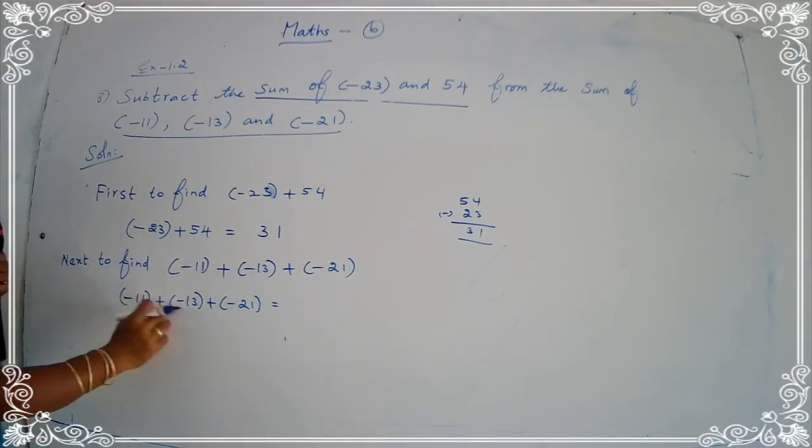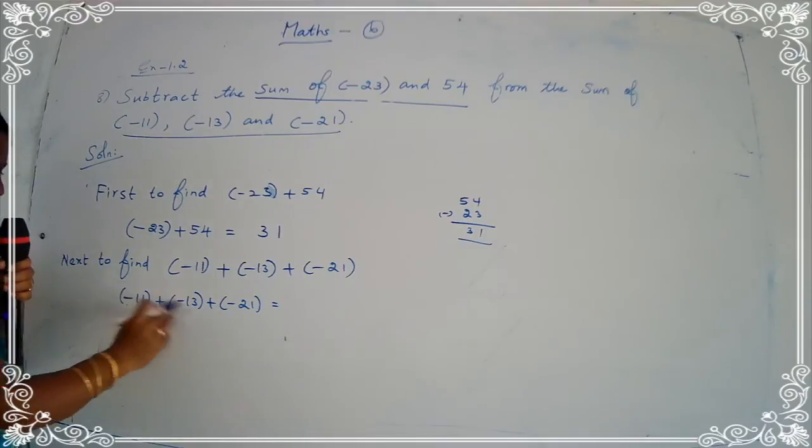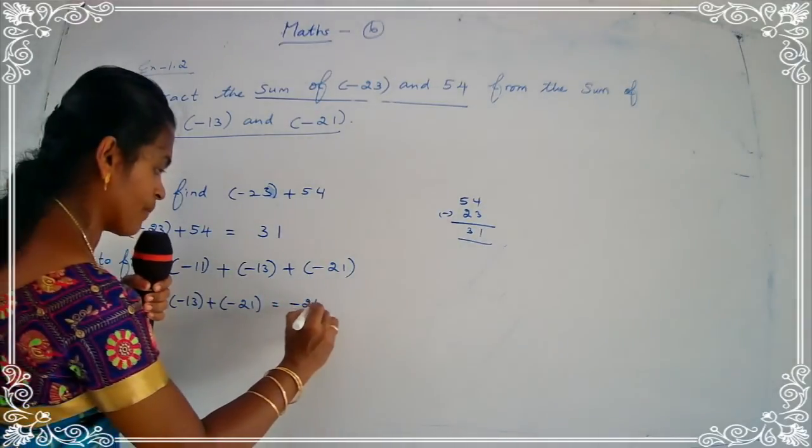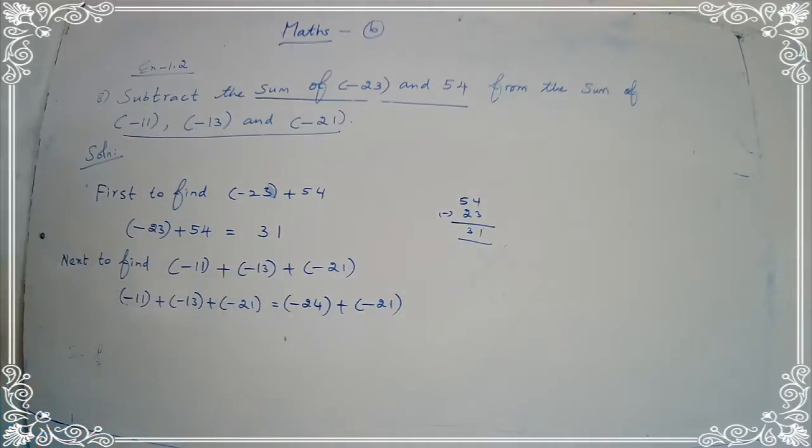Minus 11 plus minus 13 plus minus 21 is equal to, first we find this answer. First you have to add these two integers. Minus 11 plus minus 13. These integers have the same sign, so we add their absolute values. So 11 plus 13, your answer is 24. Yes or no? What 24? Minus 24. Correct? Plus minus 21.